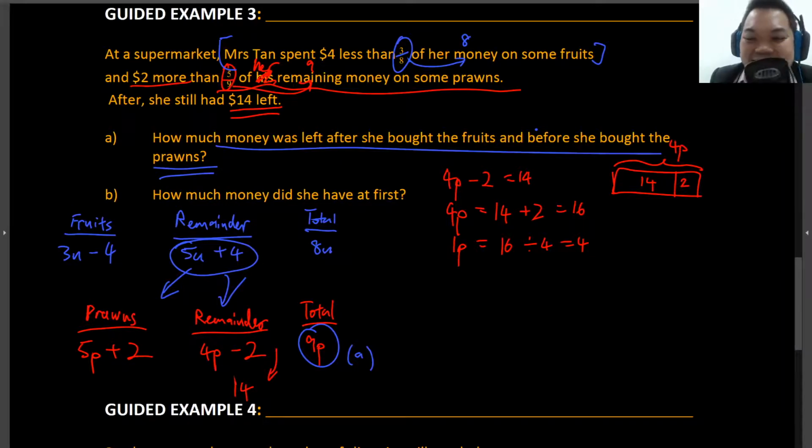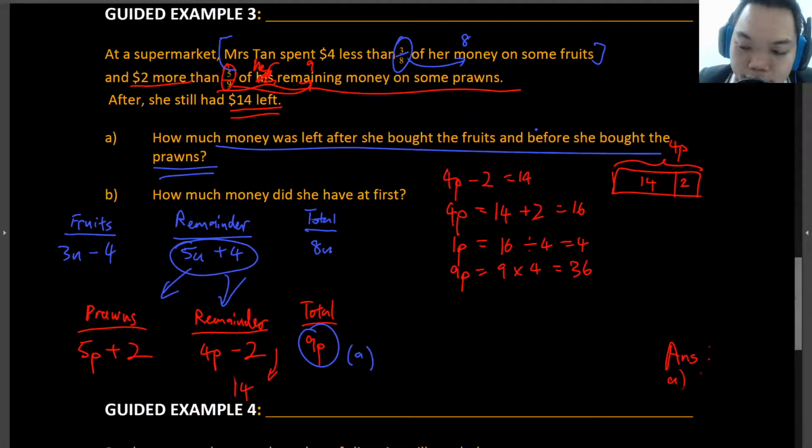Okay. So 1 part is 4, 9 parts will be 9 times 4 to give you 36. Okay, so you see here why I don't write the units over here. The reason is because if you want to write units, technically you have to write units everywhere. So to prevent clutter, I'll omit that and I'll just leave it in the final answer. Okay, so part A will be $36.